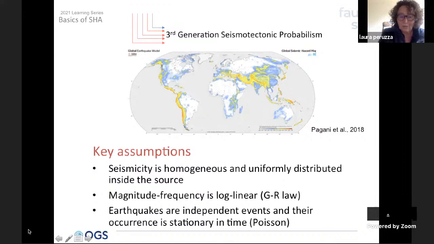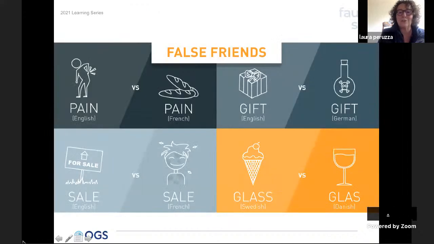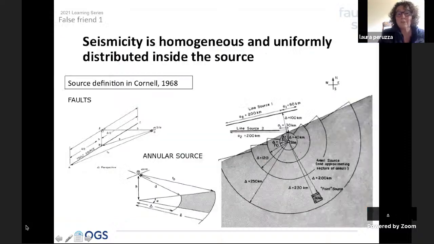So each one of these assumptions has something that introduced me to the term fault friends. That means some terms that have been used and abused in the different communities. Fault friends in the sense that we say the same word, but we are thinking of a different object. Let's start with fault friend one, that in my opinion is the concept of a seismic source as a homogeneous and uniformly distributed source.